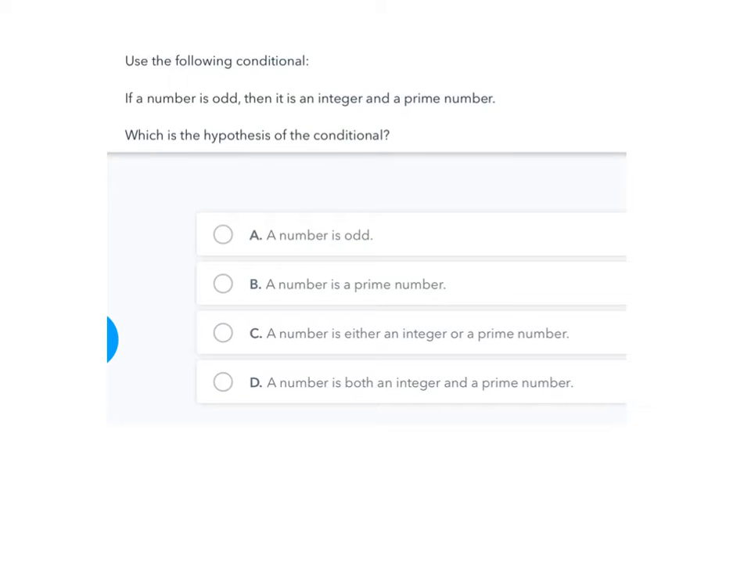All right, same question, but this time I'm being asked for the hypothesis. So remember, hypothesis is the beginning. If a number is odd, conclusion is it is an integer and a prime number. It is the then part of the statement. So this one is asking for the hypothesis. So the hypothesis is the beginning statement. So this one should be a number is odd.